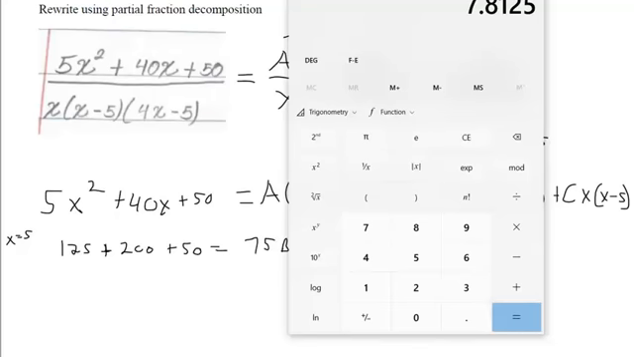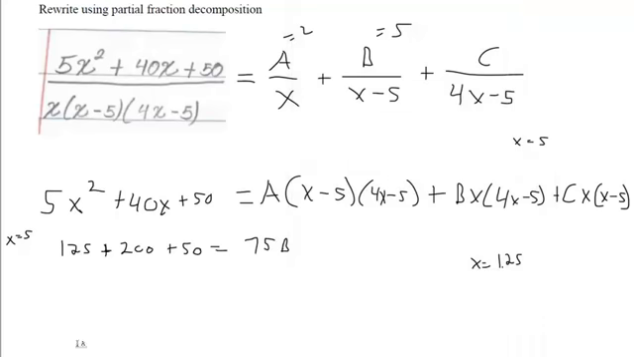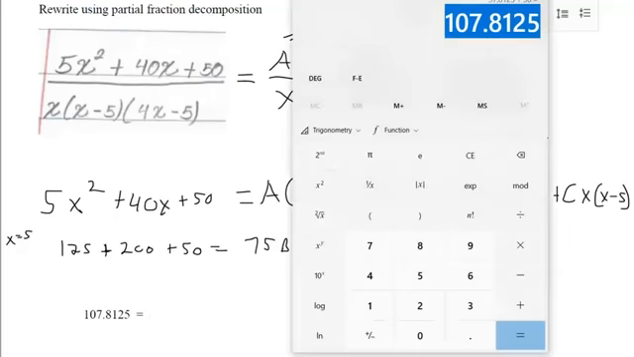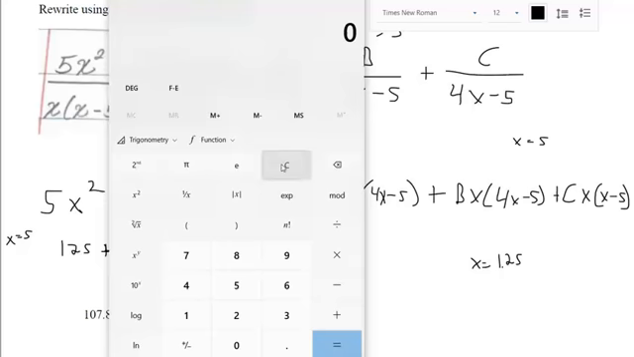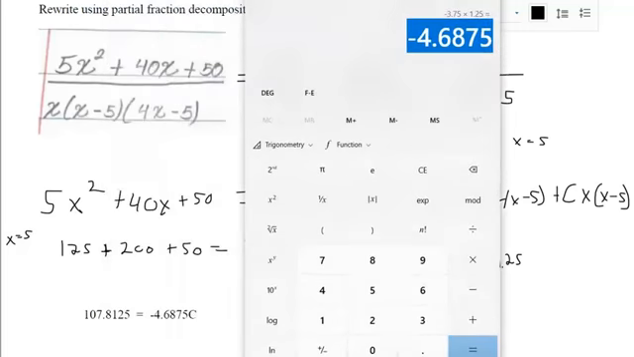I'm going to copy that result to my clipboard, and then 40 times 1.25 that result, and then plus another 50. The left side is 107.8125. And on the right, if I plug in 1.25 in for x, the right side completely simplifies to be negative 4.6875C. So to solve for C, I just need to divide that from both sides.